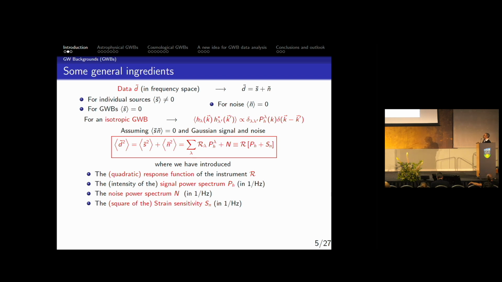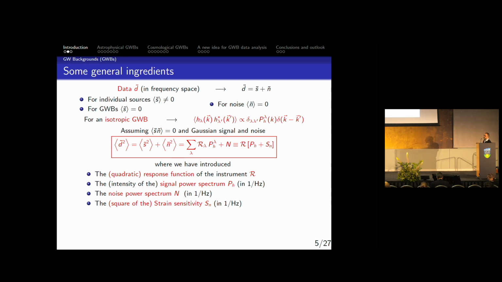Let me say just a few words about data analysis again in general. So typically, what you assume for your data is to have a superposition of signal and noise. Noise normally is just something stochastic with 0 mean and some variance. For individual sources, the signal has some coherent shape, some clear morphology, which you can recognize and pinpoint out of the data stream. For stochastic backgrounds, on the other hand, the signal has the same properties as noise.